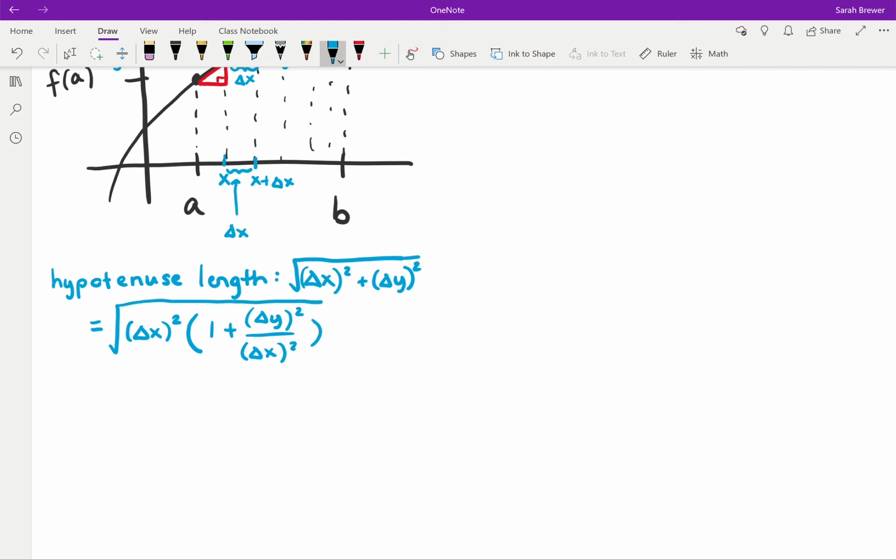And since we're only dealing with positive values, I can pull the square root of delta x squared out of my radical without having to worry about an absolute value sign. And this is the same thing as 1 plus delta y over delta x, squared. Okay, so we have this expression.